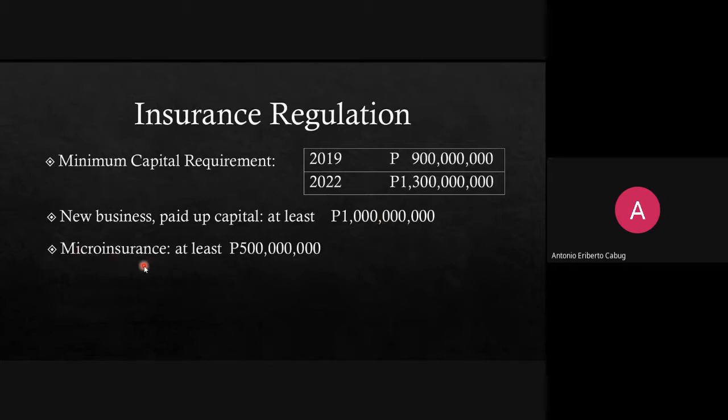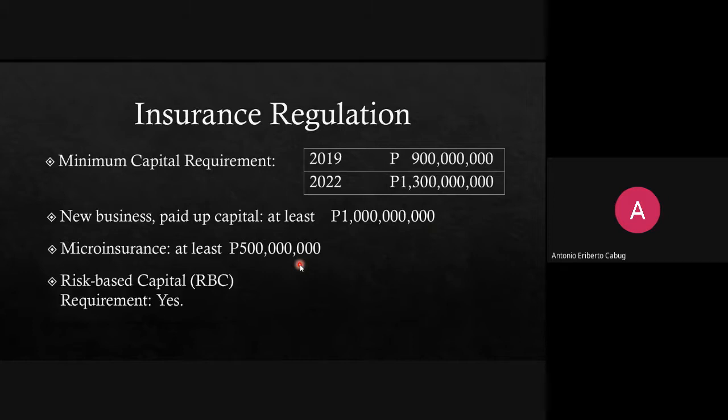Micro-insurance, those who are serving the marginalized sectors of society, at least 500 million pesos. So almost half, no? Around half from 900 million. This is 1.3 billion, 1 billion. So if this is 900 million, for micro-insurance, at least 500 million.